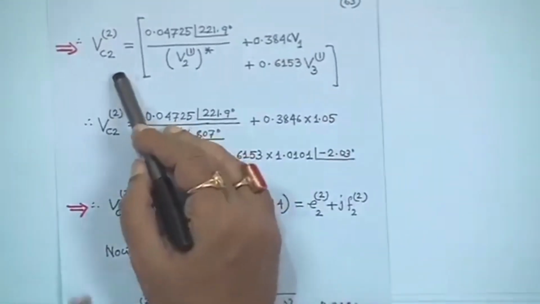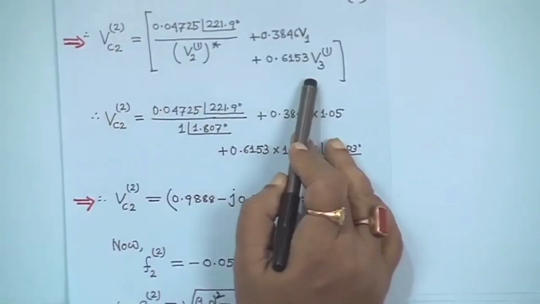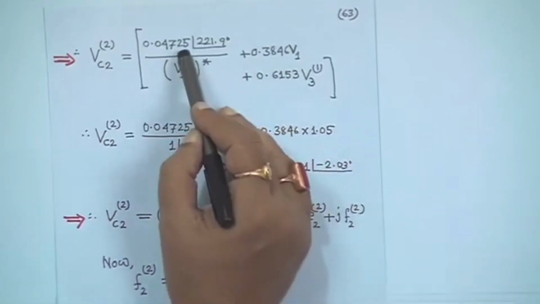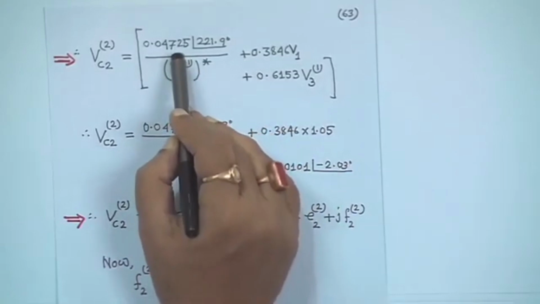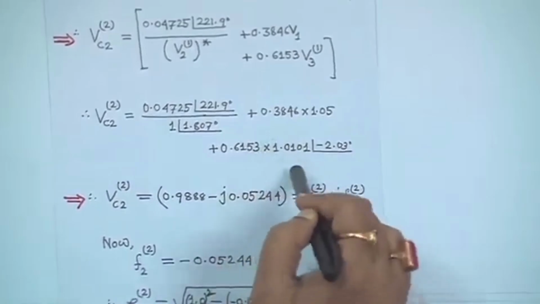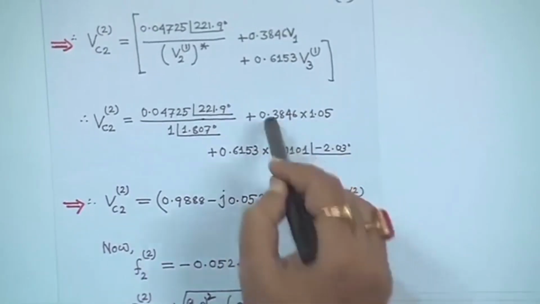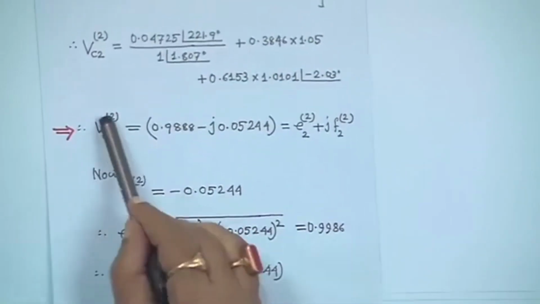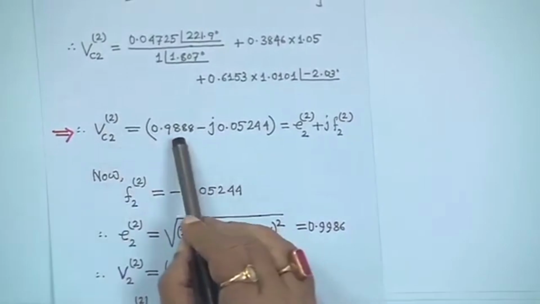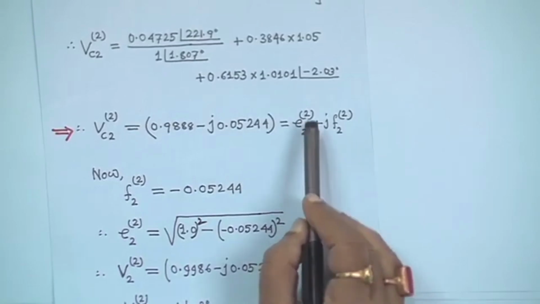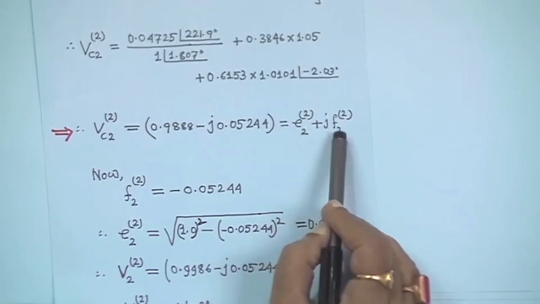In the same way you calculate VC2. You will get VC2 in the second iteration in this form. Again this is constant, and with those values of Q it is more or less the same, 0.04725, almost the same. All the values are known to you, so you substitute them. In that case we get VC2 in the second iteration as 0.9888 minus j 0.05244. We can write this as E2 in the second iteration, the real part, plus j F2, the imaginary part.